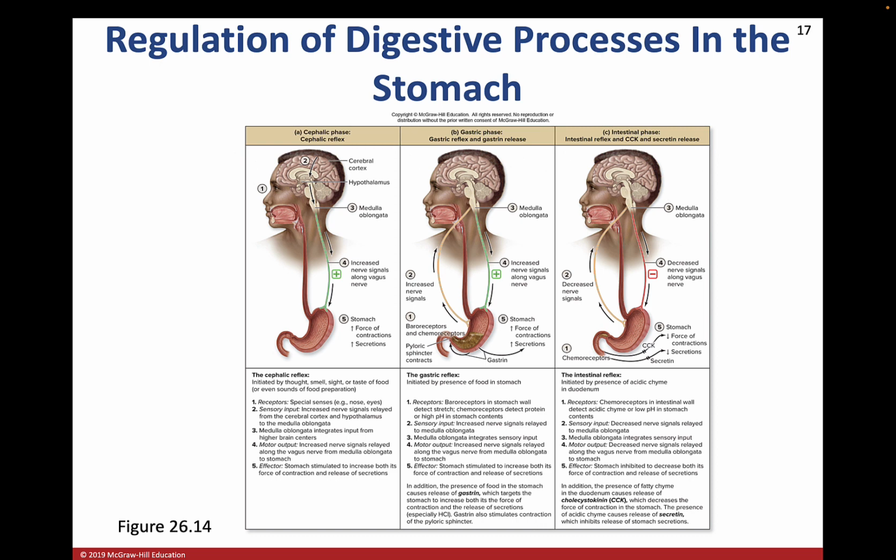In addition, the presence of fatty chyme in the duodenum causes the release of cholecystokinin or CCK. This will decrease the force of contraction within the stomach. The presence of acidic chyme also causes the release of secretin, and this will also inhibit release of stomach secretion. So both hormones that are produced within the small intestine actually feed back and decrease gastric activity, both secretions and motility.